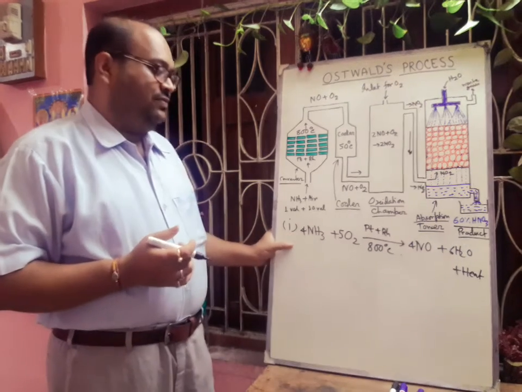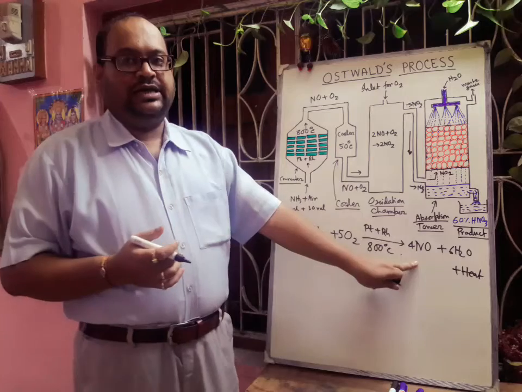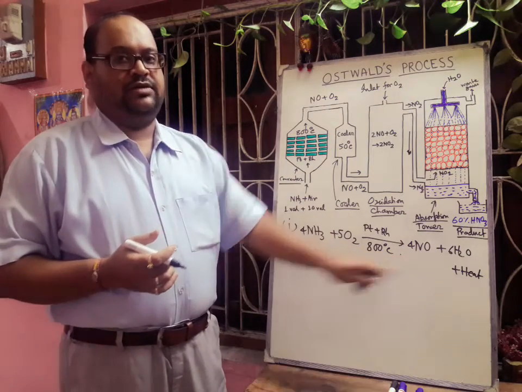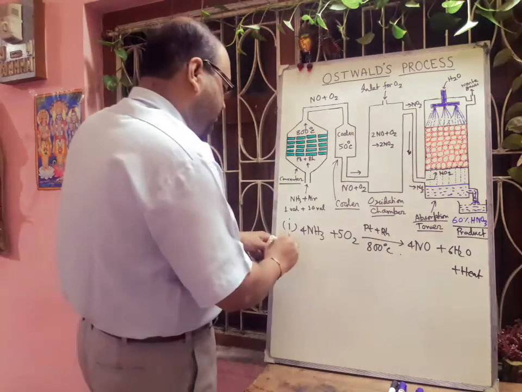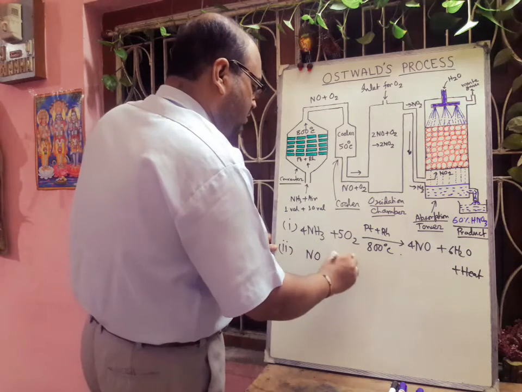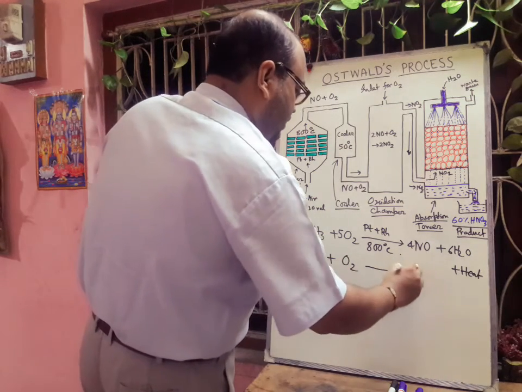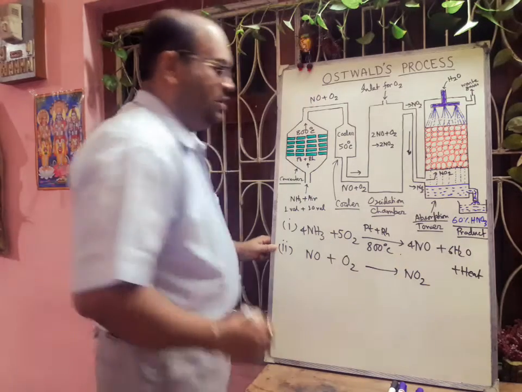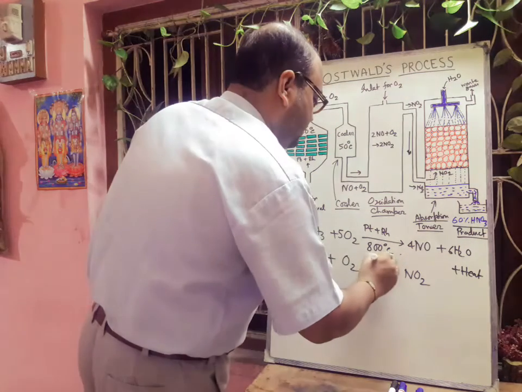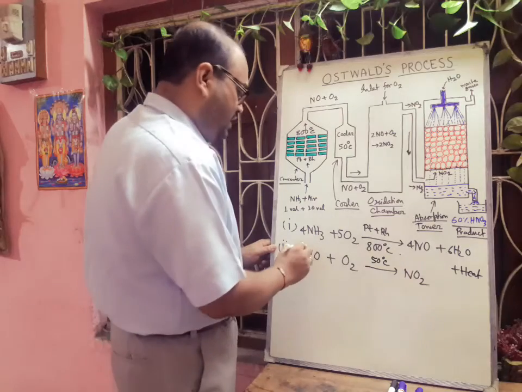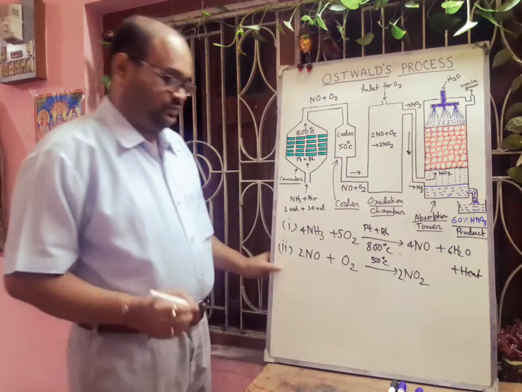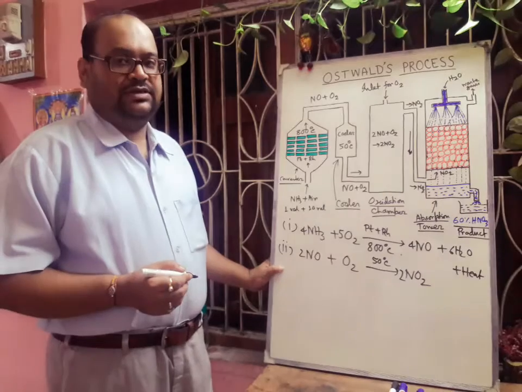In the next step, this nitric oxide will be oxidized to nitrogen dioxide. This is the second step. The temperature here we have to maintain is around 50 degrees centigrade. So 2NO plus O2 is equal to 2NO2. That will be the balanced equation.